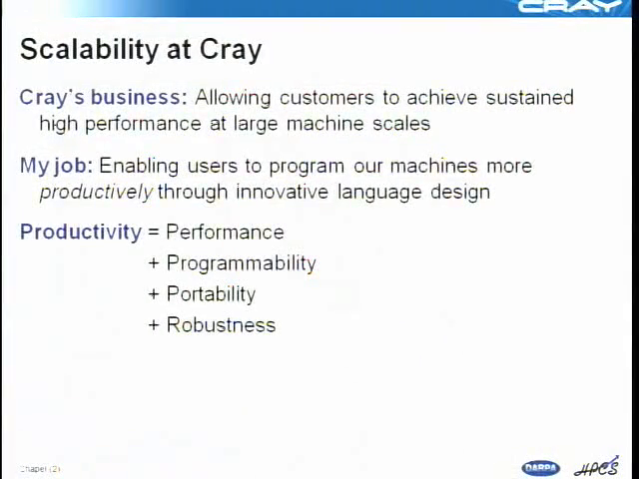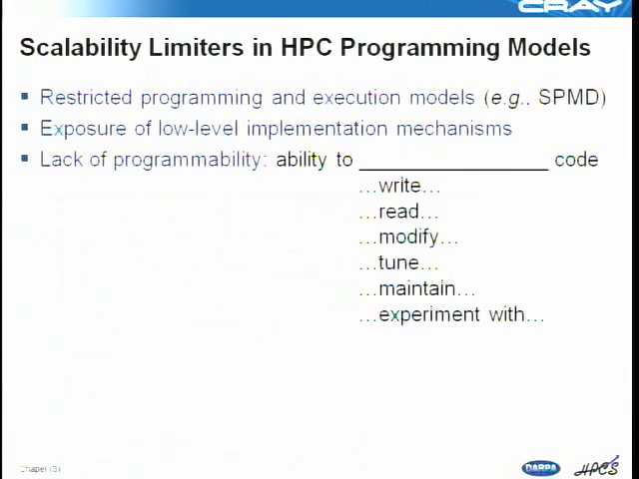So scalability. I work for Cray Inc., and scalability is obviously a crucial part of Cray's business. We build large machines. We want to allow our users to get high performance on these large machines, and scalability is obviously crucial for that. My specific job at Cray is that I want to help enable our users to program our machines more productively, and I do that through innovation in language design. So in particular, I'm working on this language called Chapel, which I'll be telling you about today. And for the purposes of my work, we define productivity as a combination of performance, plus programmability, plus portability, plus robustness.